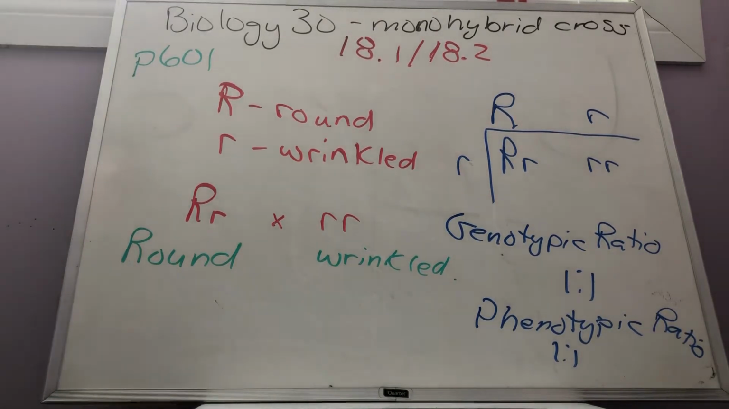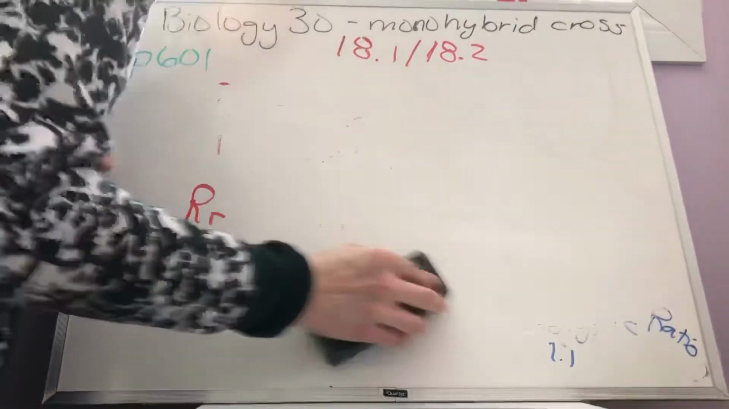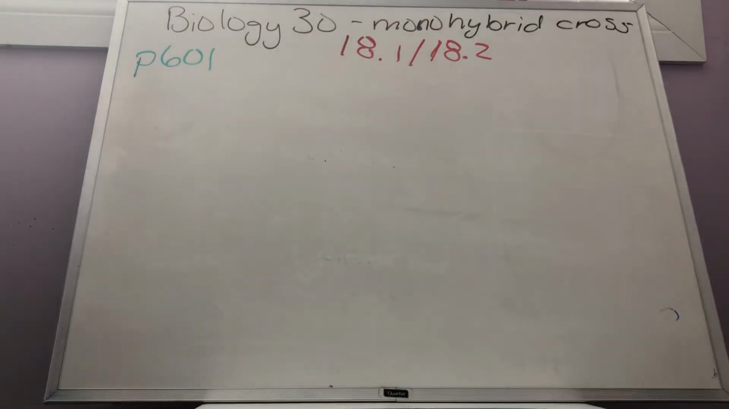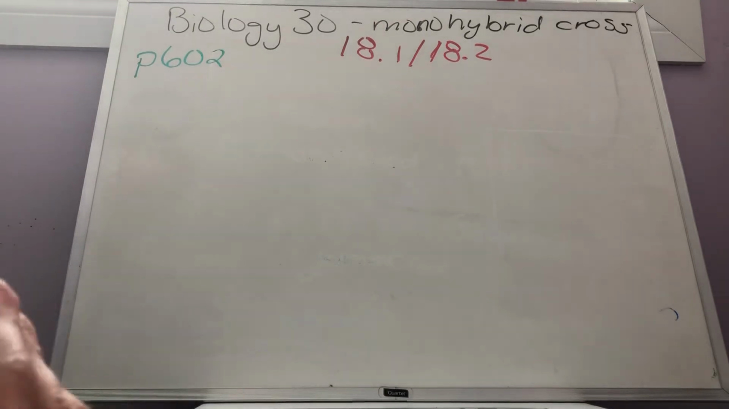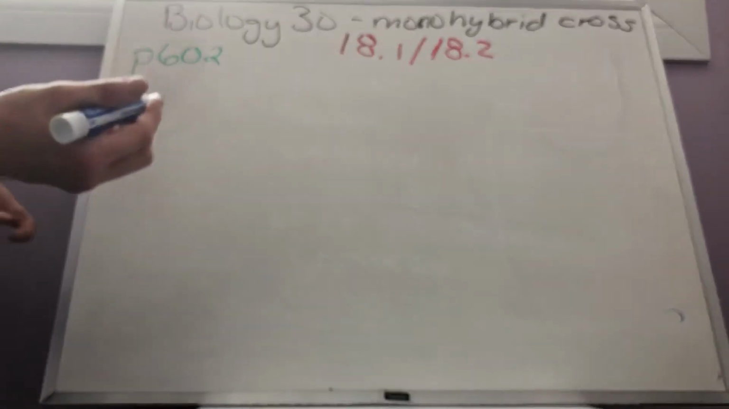Example 2 on the next page. We'll just flip over. So they're saying for the cross shown in figure 3, what is the probability that the offspring will have a phenotype of wrinkled seeds? We need to express our answer as a percent. Okay. So the cross that they're showing, and this is on 602. Let's do a couple more questions on 602. The cross that they're showing on 602 are two heterozygous parents.